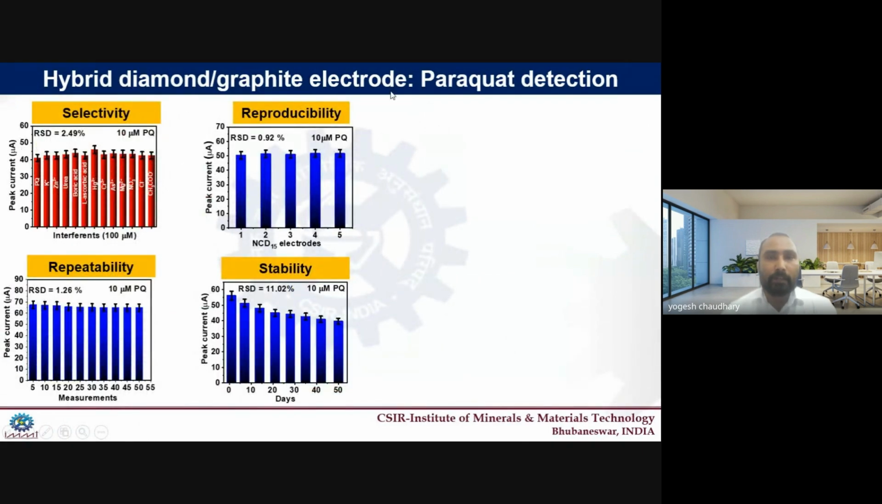Now, in order to study the selectivity, we used different ions and interfering agents, and in the presence of all these, we got a similar peak current for paraquat. Similarly, for reproducibility, we used 5 electrodes, and all gave similar peak current. For repeatability, we used up to 50 cycles, and the peak currents are almost similar. And we used 50 days for the stability test, and the relative standard deviation is around 11.